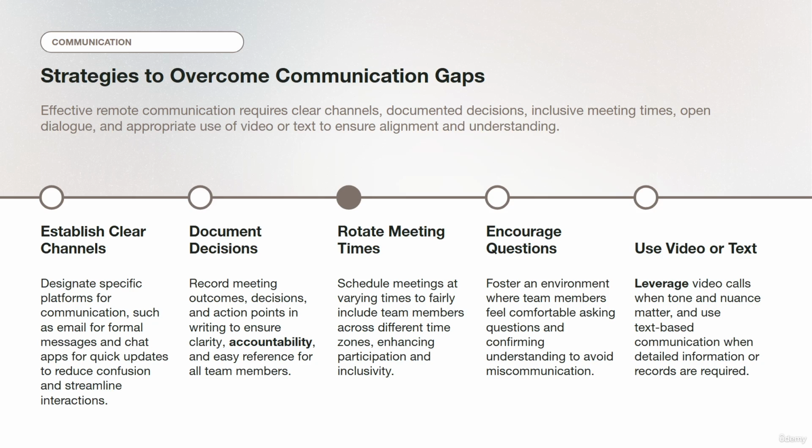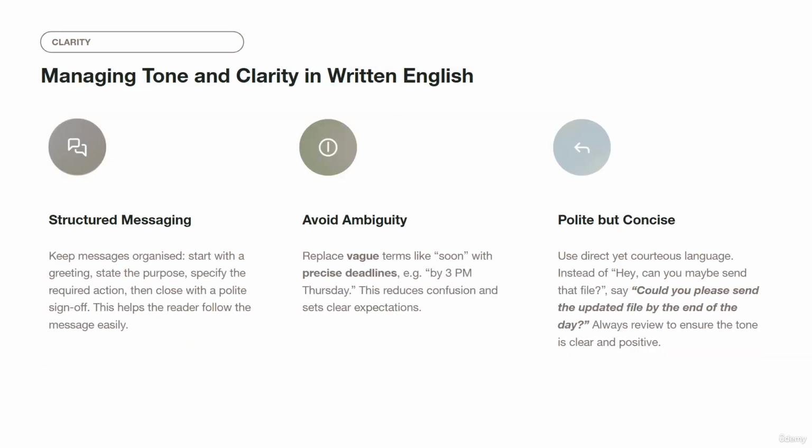Just the information that's important, so that would be better written. So, appropriate medium based on what it is that you're trying to communicate. Managing tone and clarity in written English. So first of all, structure.